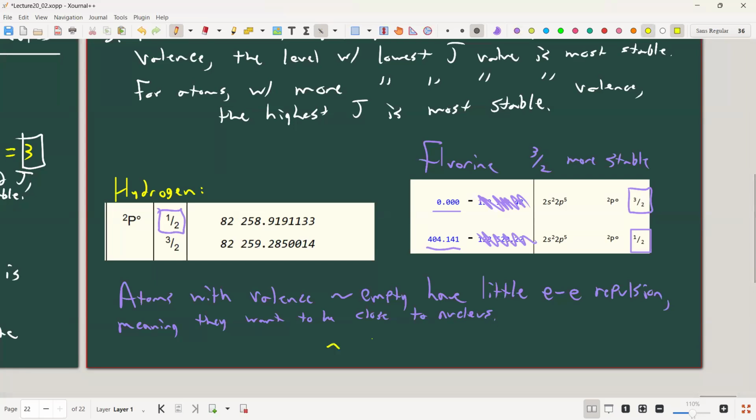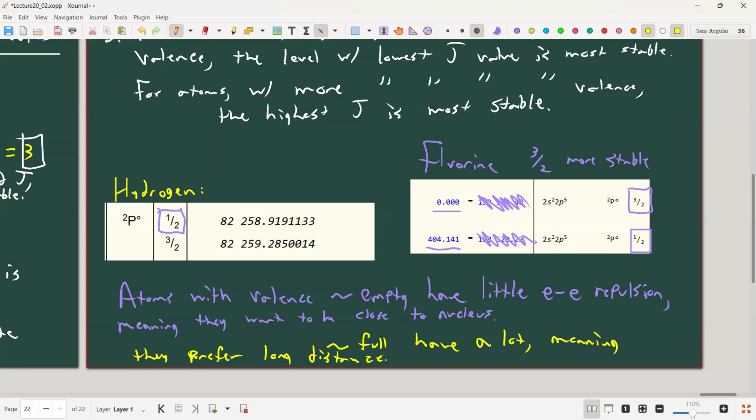Whereas full valences have a lot of electrons, meaning they want to be far away. Prefer long distance. Right, so they spin faster, right? The states that spin faster have more centrifugal force. Ones that are on average further away from the electrons in the core, the other perturbing electrons, and therefore on average further away, it's more severe. Right? Electron repulsion determines this.